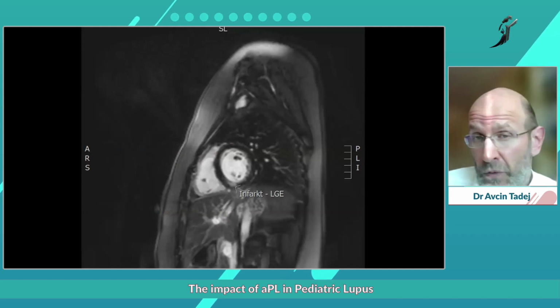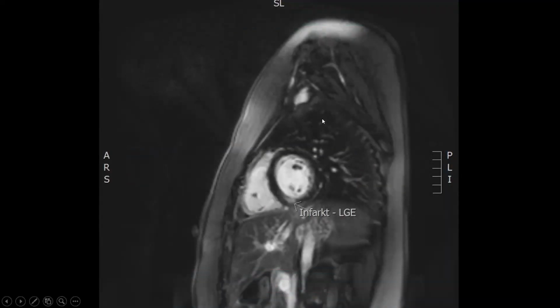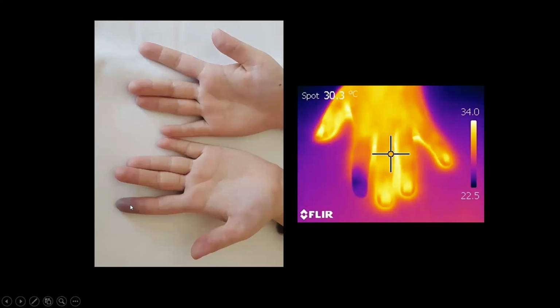Of use in clinical care are also some newer imaging techniques. This is one of our teenage girls who first developed venous thrombosis, and after that developed an inferior wall myocardial infarction. So she had actually a venous and arterial thrombotic event. And this is one of our patients with digital gangrene associated with antiphospholipid antibodies in SLE, with this kind of thermographic camera showing the cold area in this digital gangrene area.